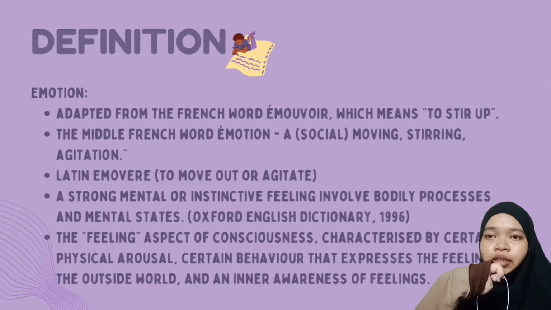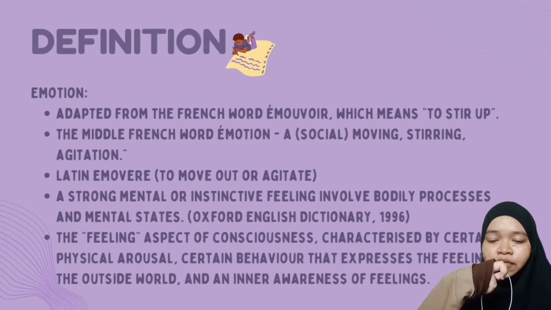Emotion basically can be referred to as a strong mental or instinctive feeling involving bodily processes and mental state, according to the Oxford Dictionary. It can be summarized that emotion is the feeling aspect of consciousness characterized by certain physical arousal, certain behavior that expresses the feeling to the outside world, and inner awareness of feeling.